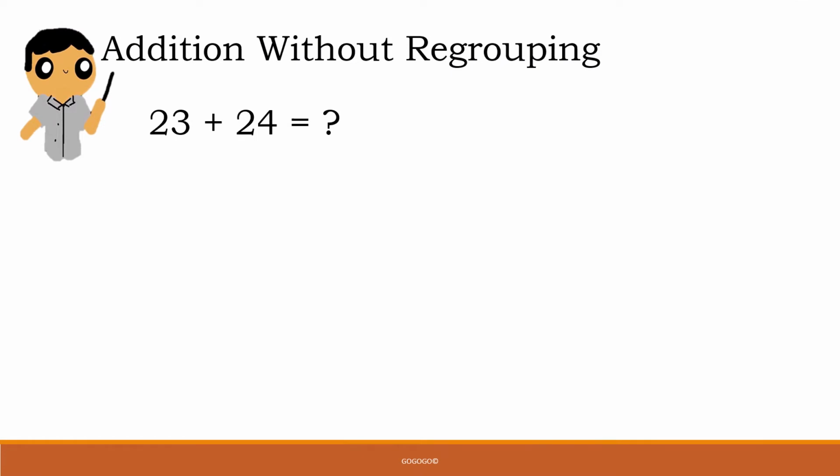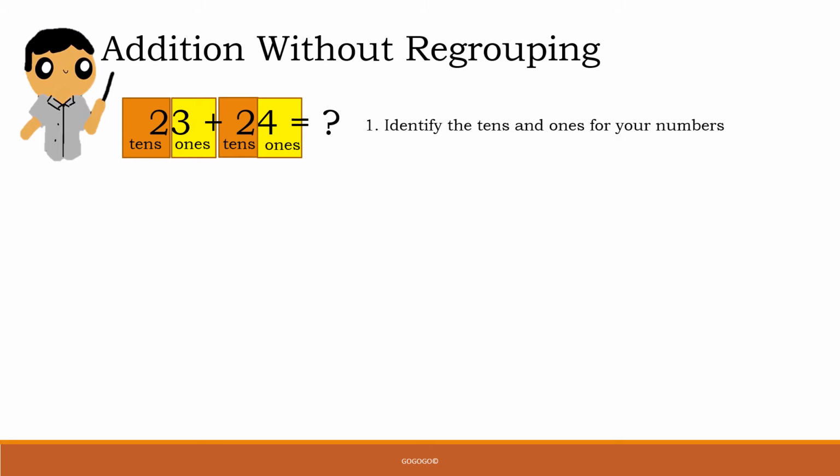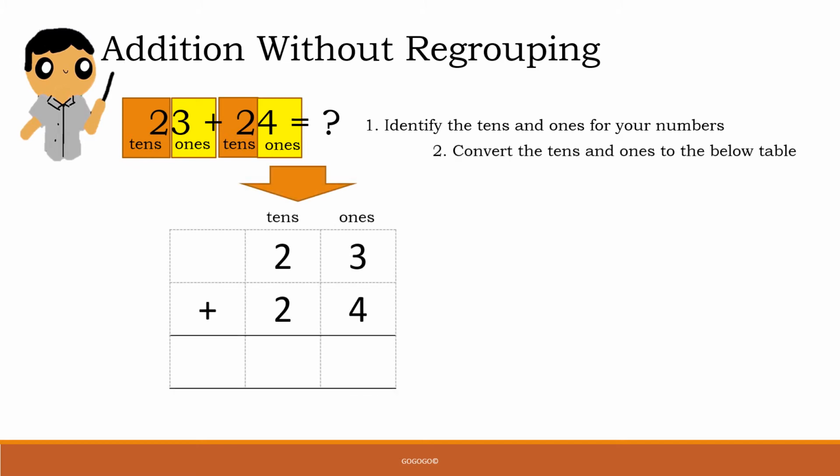This section, we will cover the addition without regrouping. Without regrouping simply means that the addition of the tens and ones will always be less than 10. The first step for this method is to identify the tens and the ones. Highlighted in orange are the tens, and in yellow are the ones. After identifying the tens and the ones, you will now put the tens and ones accordingly in the table as shown. After putting into the table, you will perform the addition without regrouping starting from the ones.